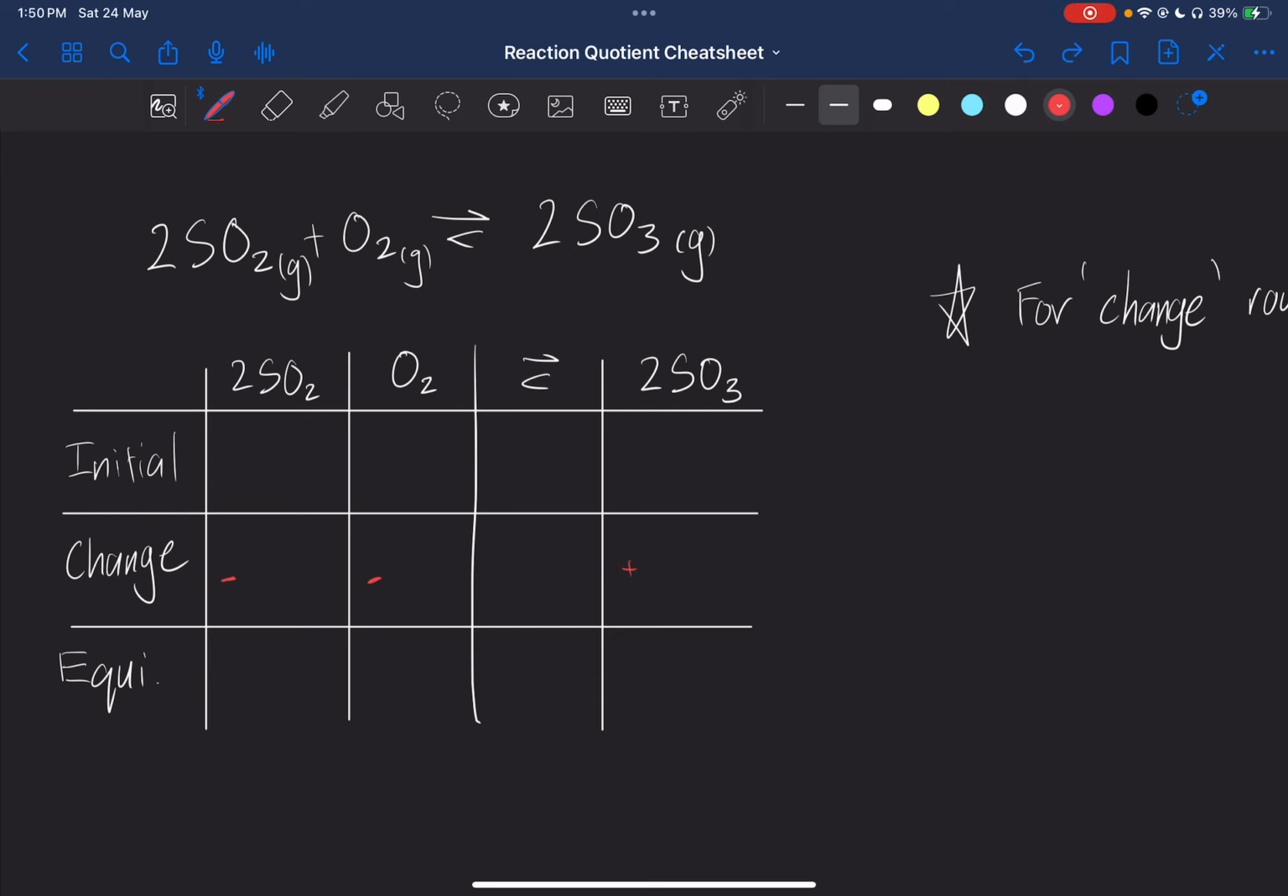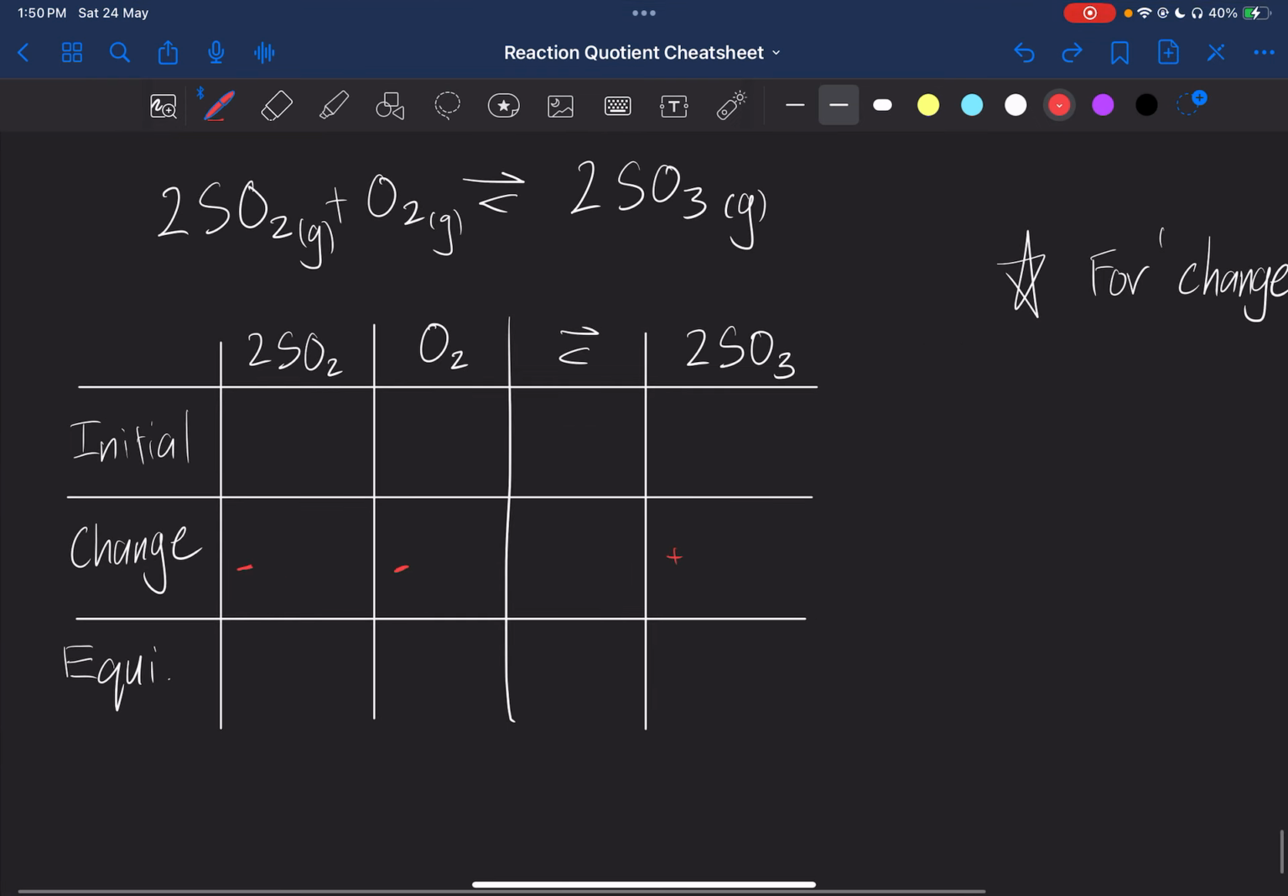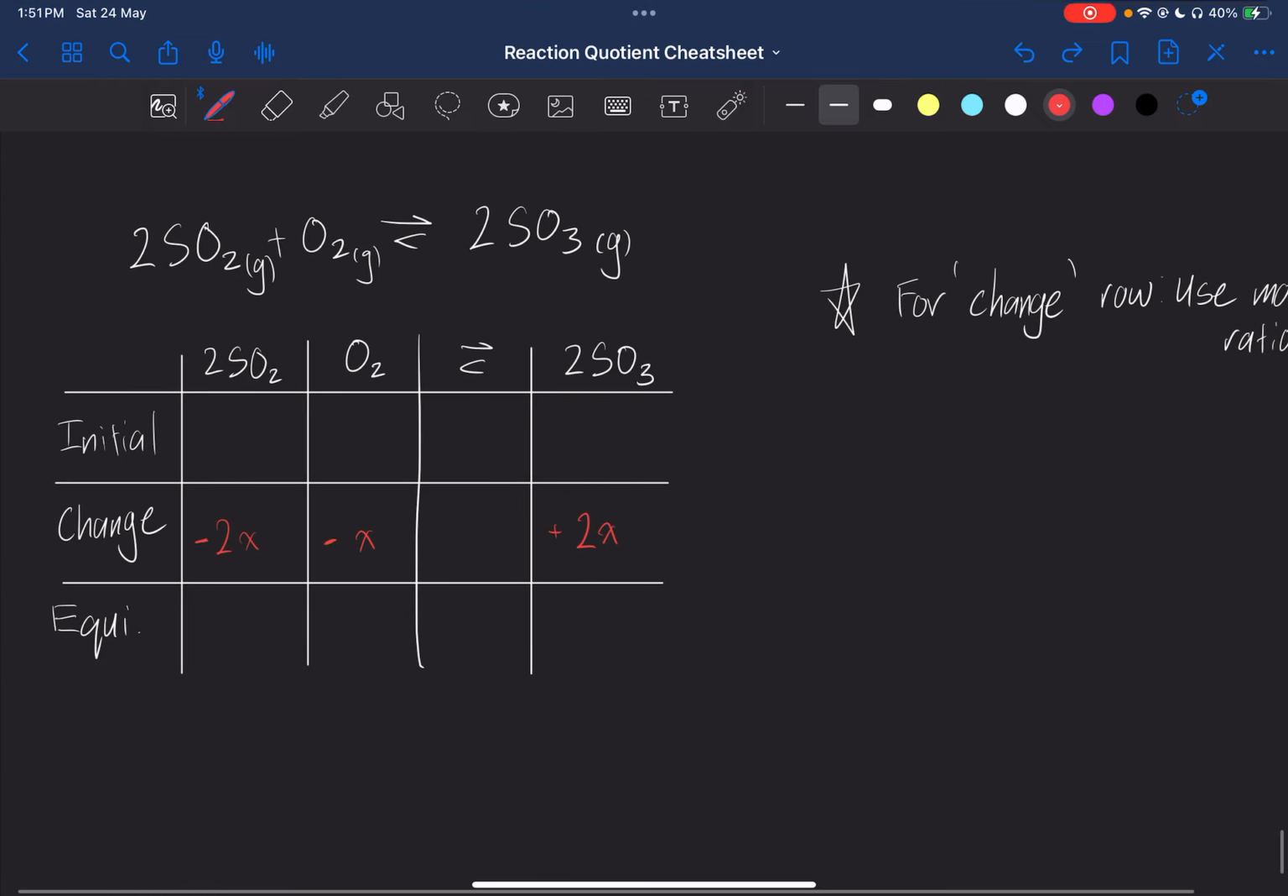That's the first thing. And secondly, right now we don't have any numbers, so we're going to assume that x is the change. The changes over here will be as follows. Look at the mole ratio. There's 2 here and 1 here, so that's 1x, and this one has 2, so that's 2x. This is what I mean by using the mole ratios: we have to look at the coefficients to balance that change.